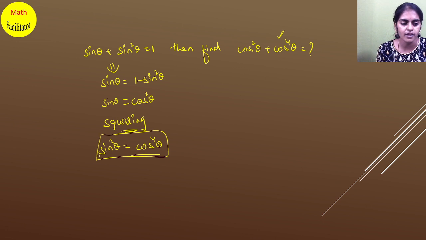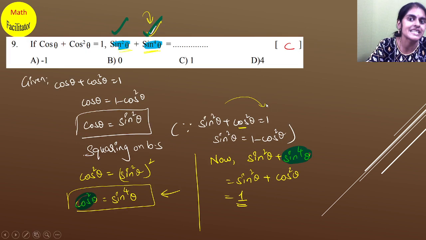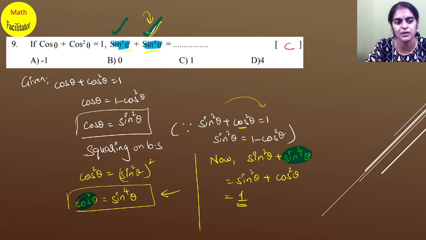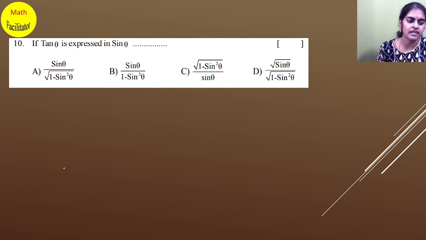So you got cos power 4 theta is sin square theta, isn't it? Now you will substitute here in this value cos square theta you will write as it is, cos power 4 theta you will write it as sin square theta. So here also the answer is 1. Now if you are doing more questions like this, by just looking at the question you can guess the answer that it is 1. It will save your time. Okay. So additional questions wherever I feel like I can explain to you related to the question, I'll definitely explain.